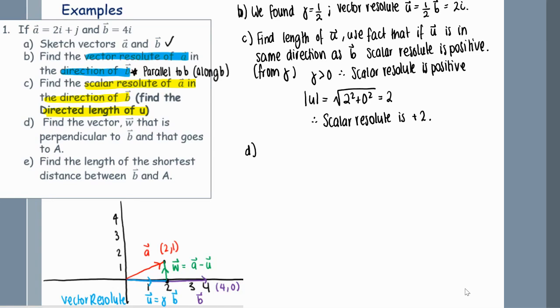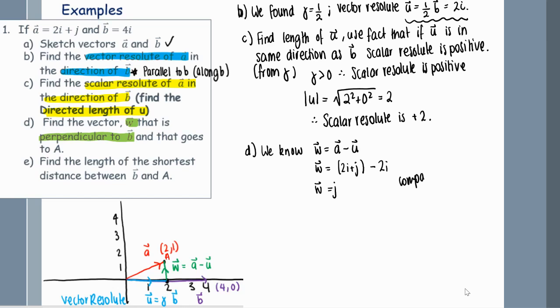Find the vector W. So W is the perpendicular vector to B that goes from B to A, or the end point of vector A. So we know that W is equal to A minus U. And we've put that in a diagram for this exact reason. A was 2i plus j, U was 2i. So then W does indeed equal j. Or to get from vector B to that point A via vector W, you would just go 1 unit up.